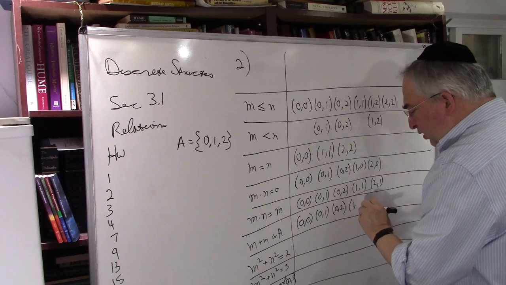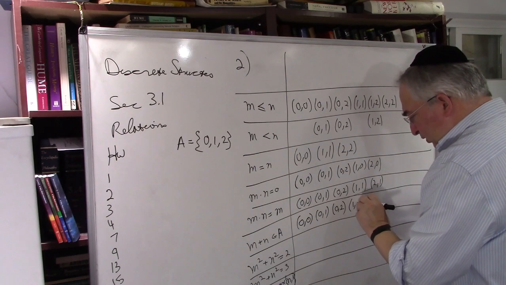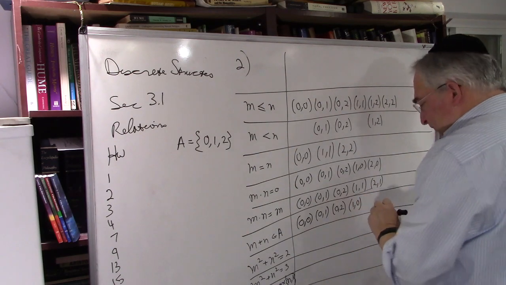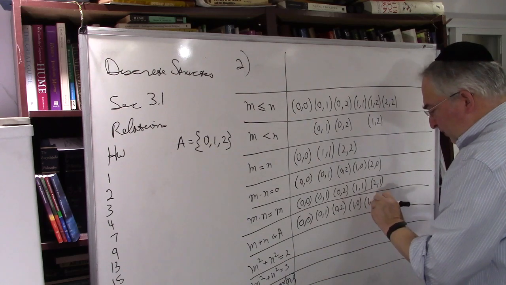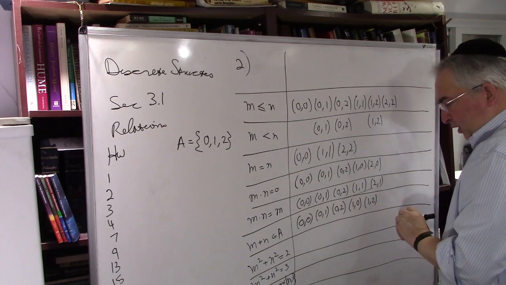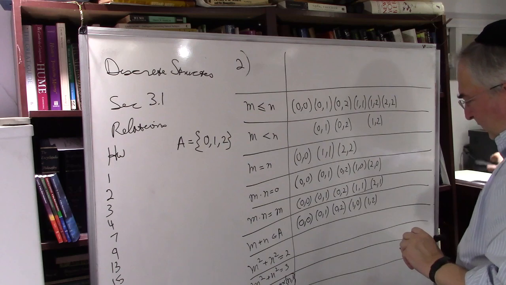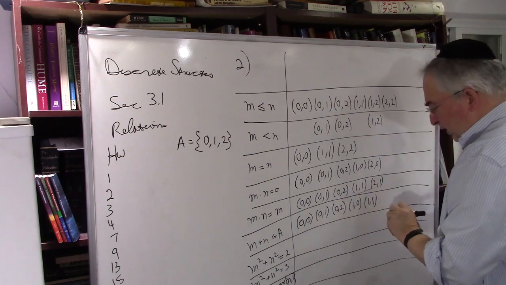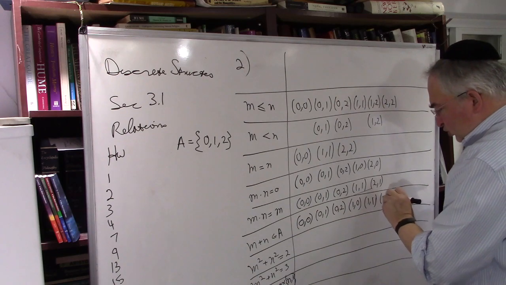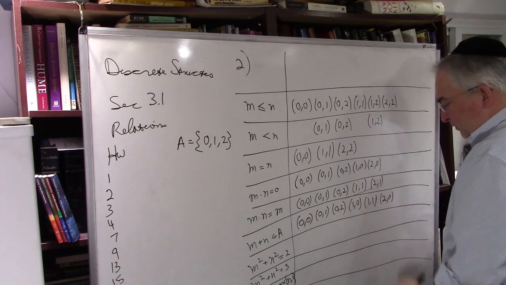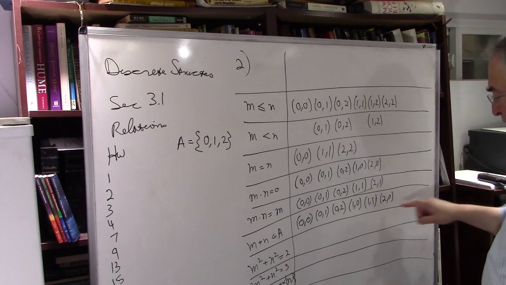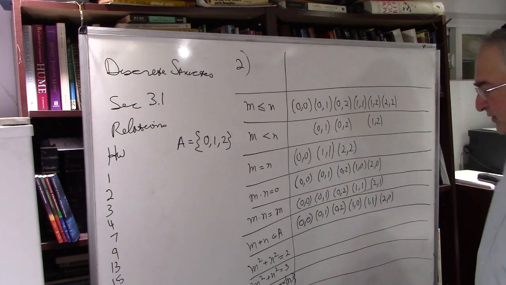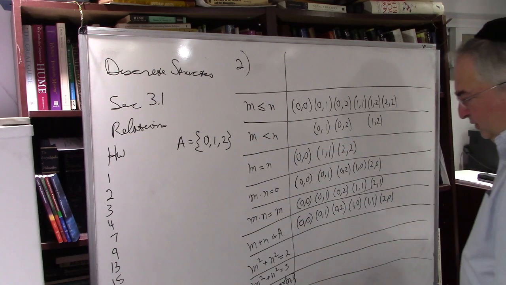1, 0 is in there. 1, 2 is in there. No, stop. 1, 1 is in there. Okay, and 2, 0 is in there. That's it. 2, 1 is 3. 3 is not in the set. Okay, let's do this.